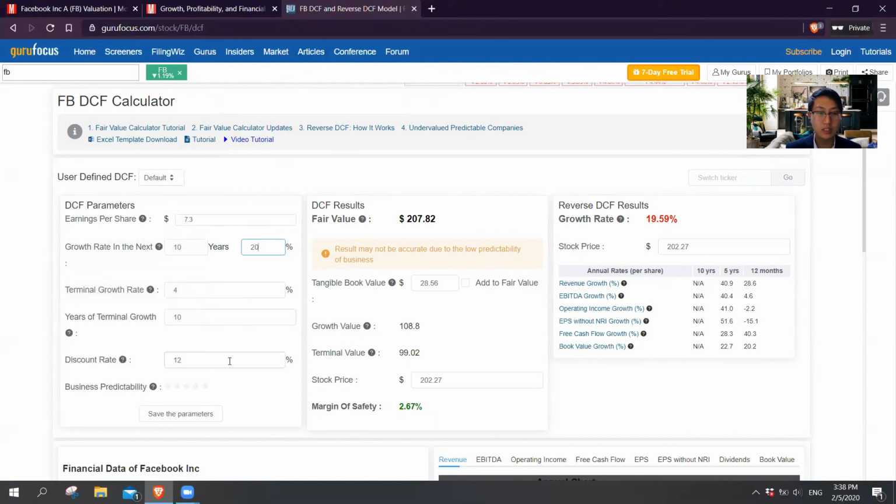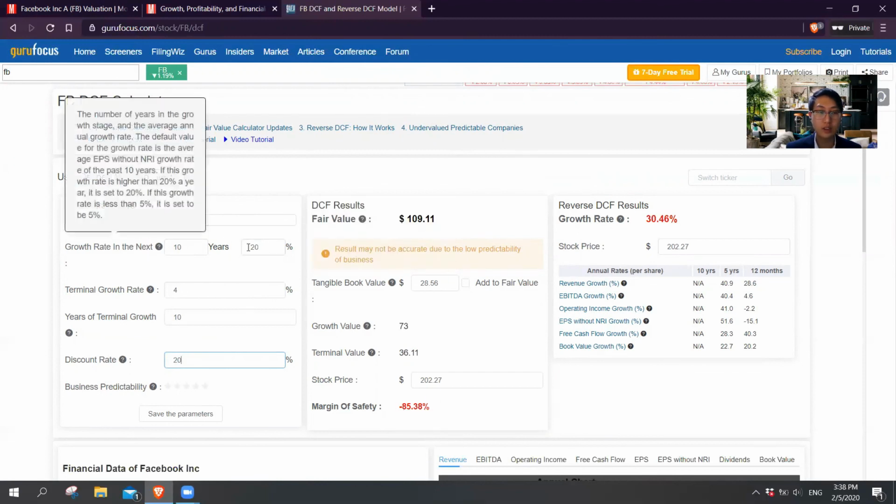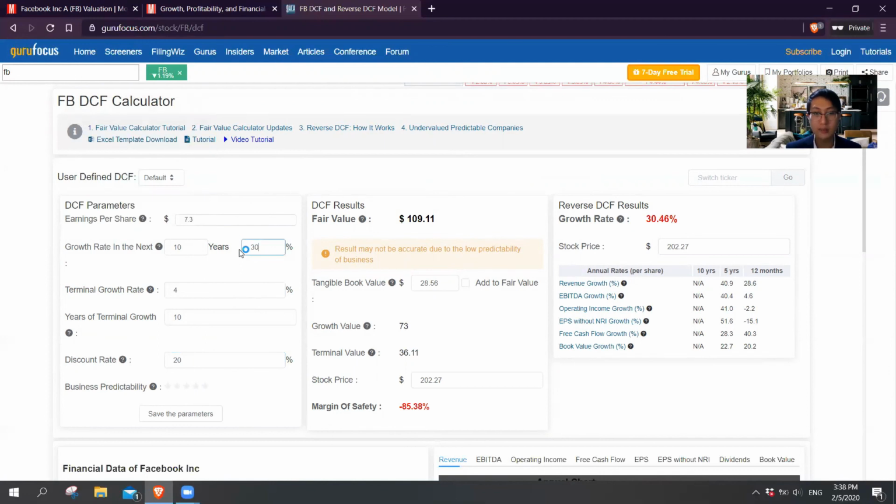Discount rate means how much cheaper you want to buy compared to normal. If you want to buy Facebook at a 25% discount, just write 25. It will show you the fair value. This means that you should buy it at $79 if you want to use this way of evaluating. But if you want to buy at a smaller discount, for example, 20%, it's still quite expensive. But this can change if you think that Facebook will grow 30% every year. If you think it can grow 30% every year, the fair value will be almost the current stock price.